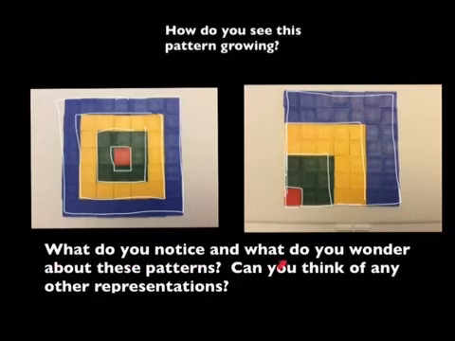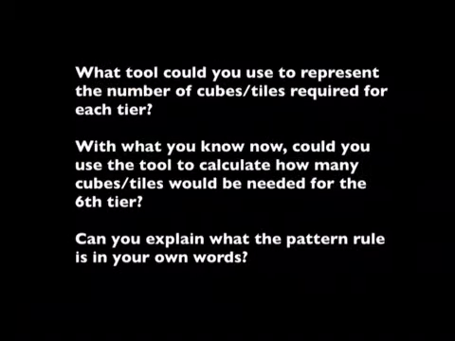What do you notice and what do you wonder about these patterns? Can you think of any other representations? What tool could you use to represent the number of cubes or tiles required for each tier? With what you know now, could you use the tool to calculate how many cubes or tiles would be needed for the sixth tier?